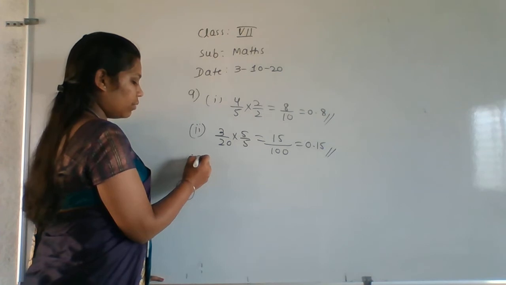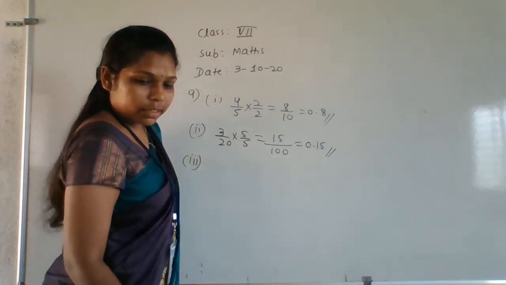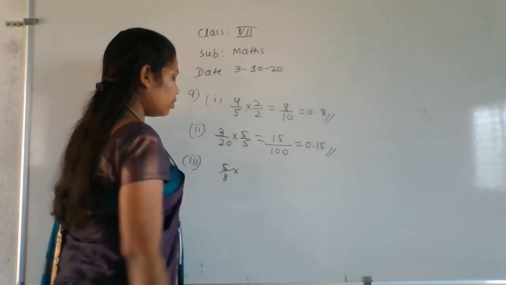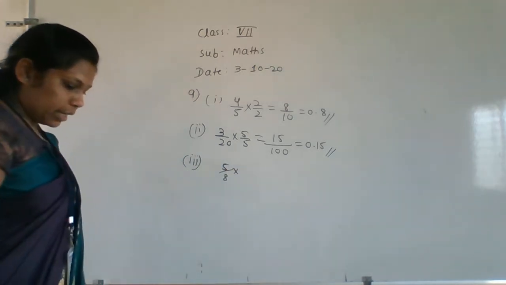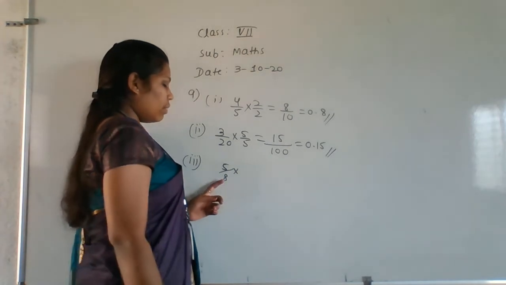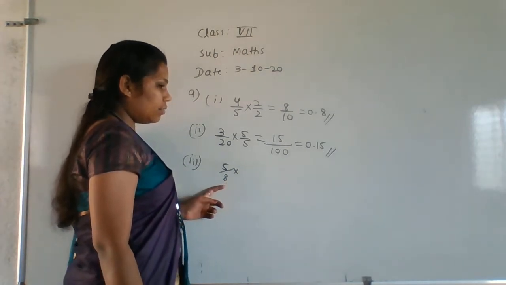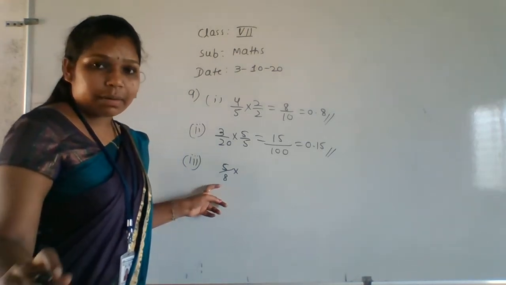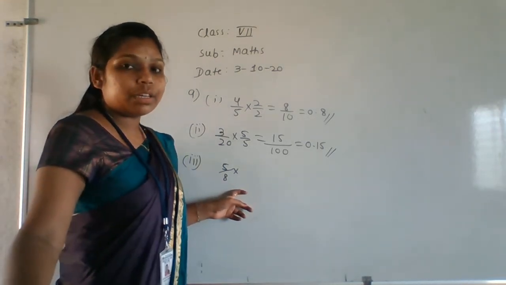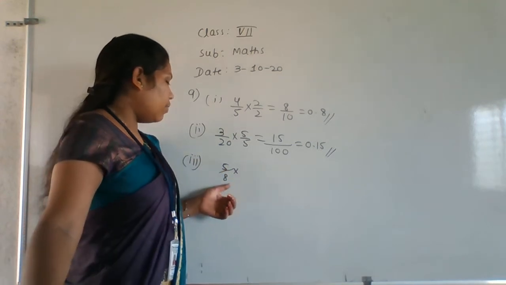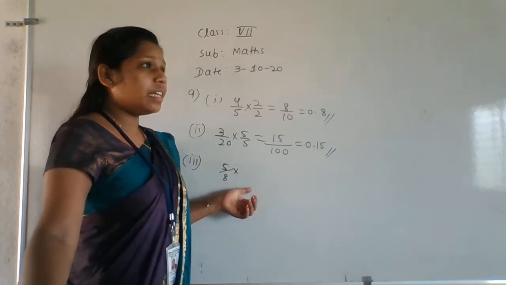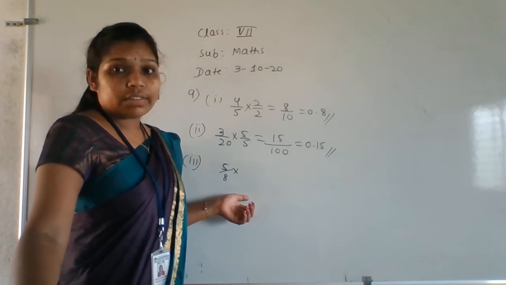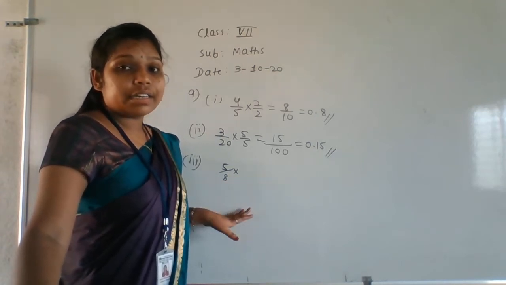0.15. Next, third one. The third one is 5 by 8. What value do we have to multiply by to get 100 in the denominator? We can't get 100 if we multiply 5 by 8 by any value. What do we have to do here? See, 5 by 8 is there. If you multiply anything, can you get a 100 here? No. Whatever value you multiply, you can't get a 100 in the denominator.